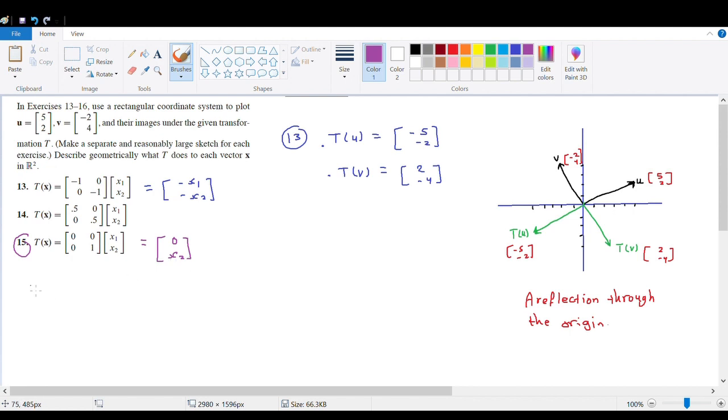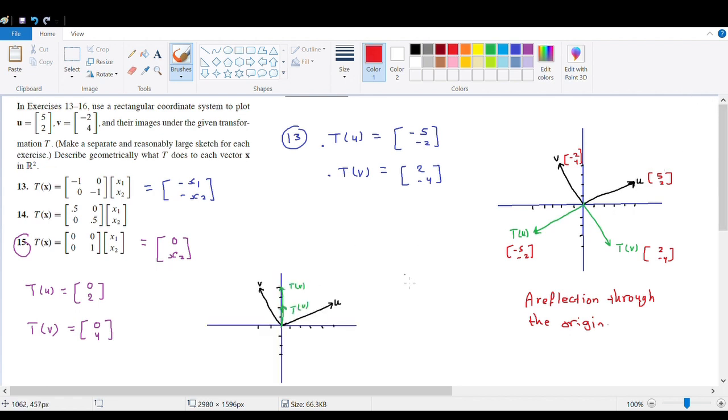So now we need to know the transformation of the vector u. So T u will be equal x1 will be 0, x2 will be 2. Similarly, we need to know what is T v. So T v will be 0 and x2, which is 4. So now we need to sketch u and v, and also we need to sketch T u and T v, and see what is the geometric description of this one.